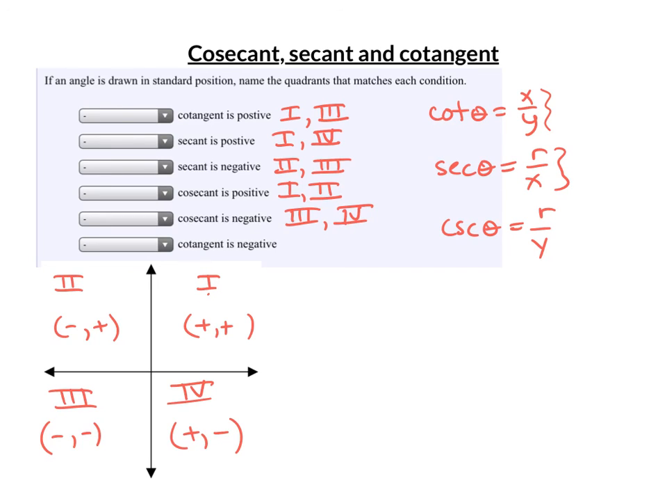And the last one here, cotangent. Where's cotangent negative? Cotangent is x over y. So I want either x or y to be negative, not both, because that would make a positive. So where is x negative and y positive? Where is x positive and y negative? Well, that would be in quadrants 2 and 4.